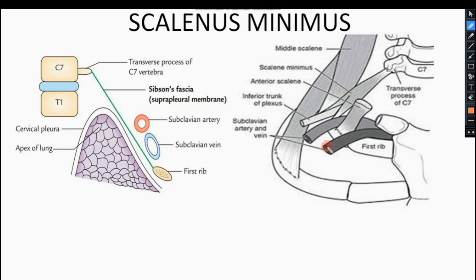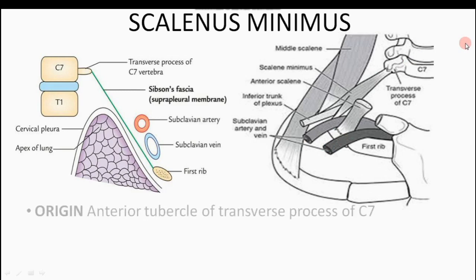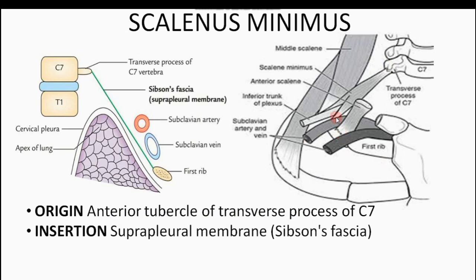Clear? So the origin and the insertion of this scalenus minimus: first, the origin is from the anterior tubercle of transverse process of C7, whereas it is inserted here at the suprapleural membrane. Actually you have seen here, this is the inner border of the first rib where Sibson's fascia attaches. Now the fibers, when they are coming downward here at the first rib, there is Sibson's fascia, so it attaches at the suprapleural membrane or Sibson's fascia.